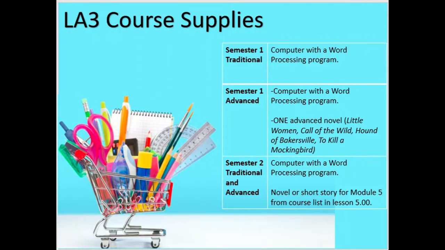For this class in general, you will only need a working computer with reliable internet and a word processing program like Microsoft Office or Google Documents. Advanced students in Semester 1 will need to check out or purchase their advanced novel. Semester 2 students will need to have a novel or short story for Module 5. However, all short stories for Module 5 can be downloaded for free from our course.